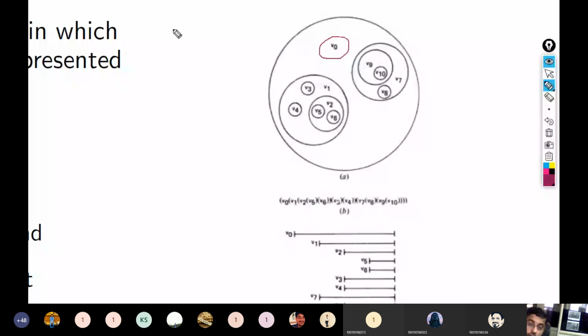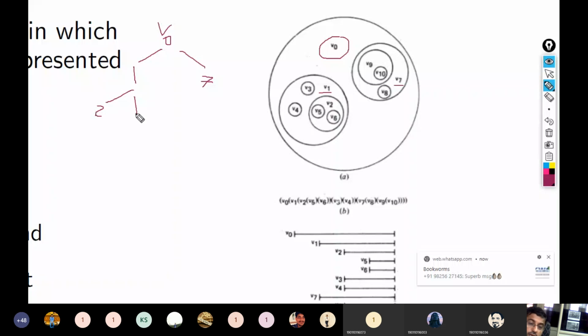V0 is the root, and this root has two subtrees, that is V1 and V7, right? Now this V1 has how many subtrees? Three, right? V3, V4, and the subtree which starts from V2.